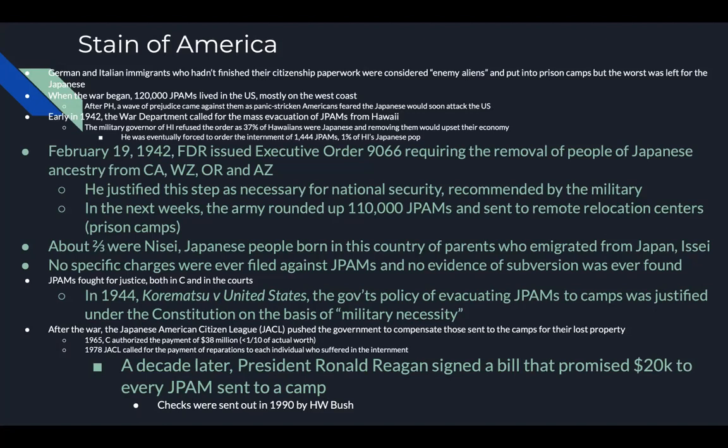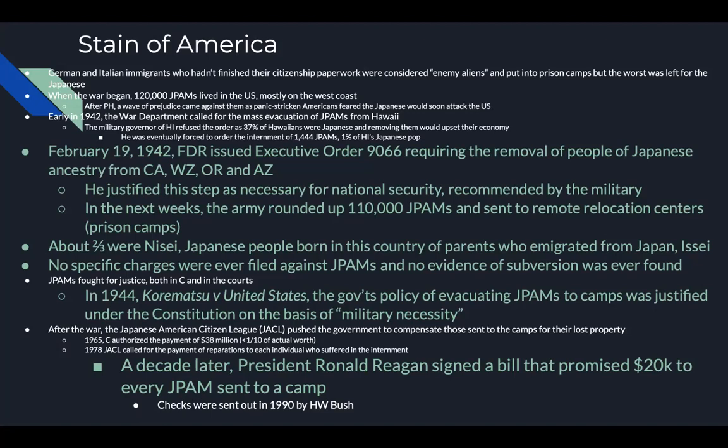In the next weeks, the Army will round up 110,000 Japanese Americans and send them to remote relocation centers, basically prison camps. Were they treated as bad as probably some German or Italian aliens? Probably not. But if you think of an internment camp, think of a concentration camp, there you go.